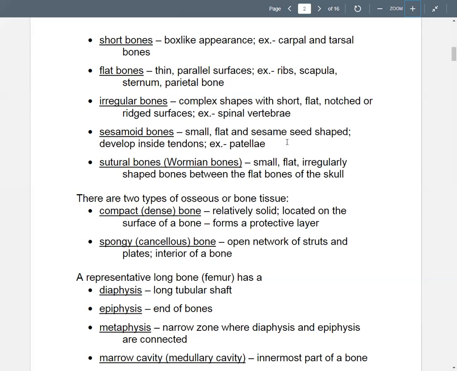We also have wormian bones or sutural bones. These are small and flat, and they have irregular shapes, but they form between the flat bones of the skull. Okay, so that's where you'll see them. Sort of, kind of in between sutures.